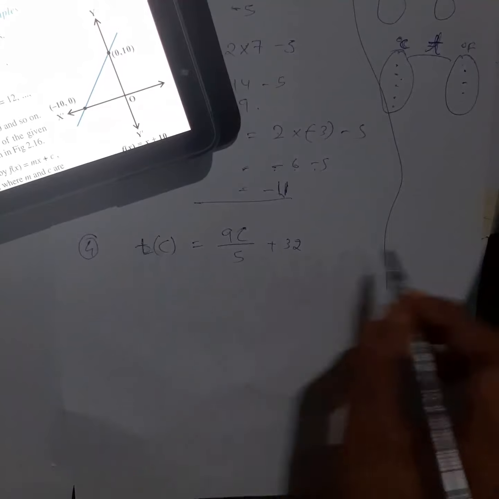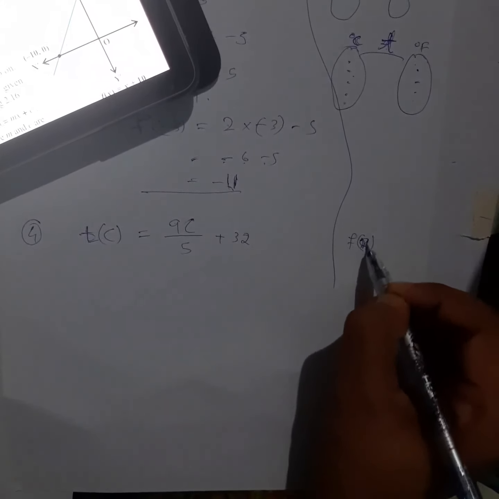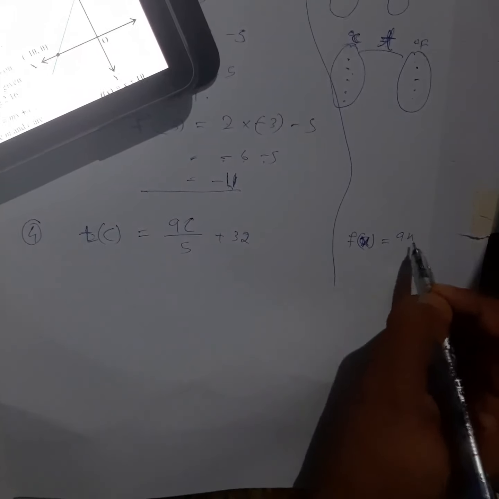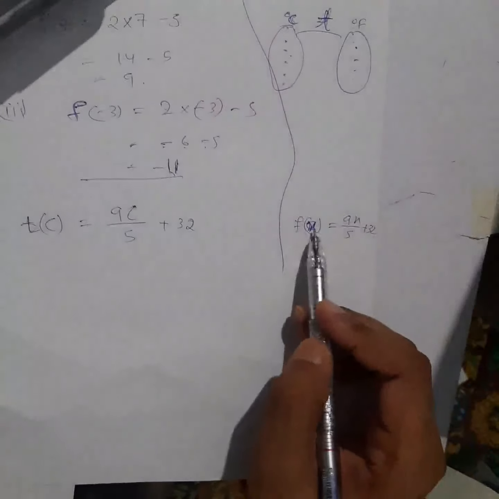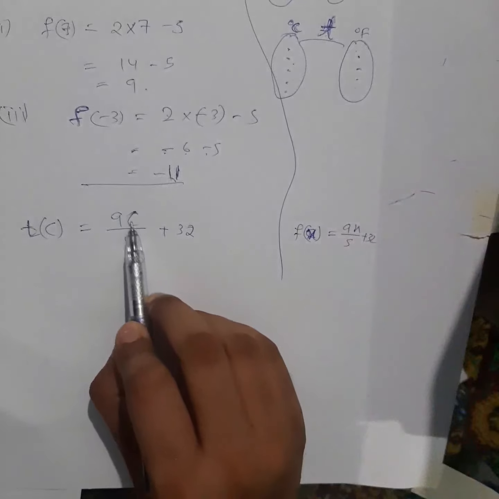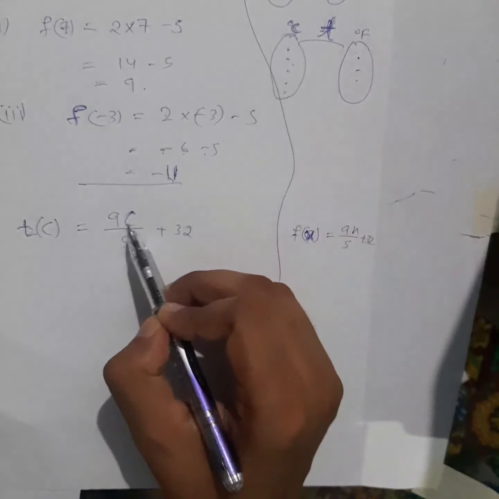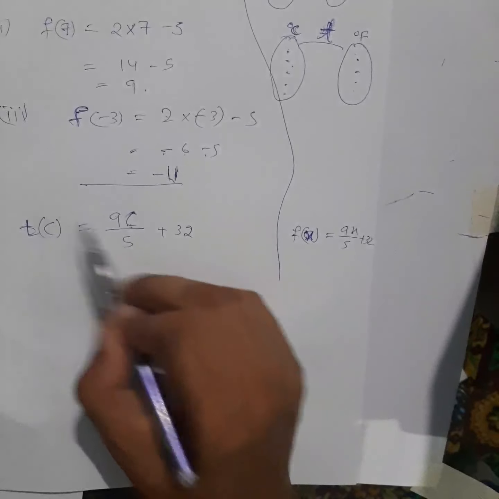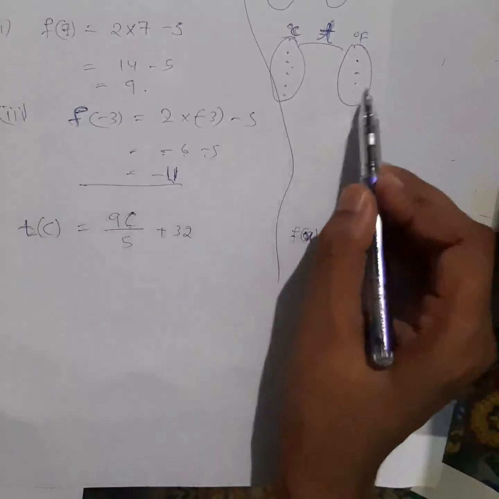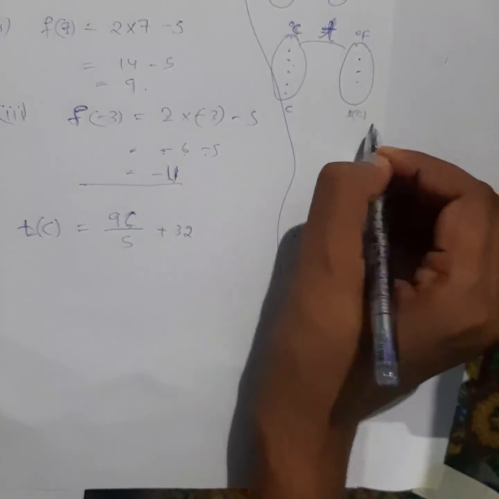So it's like this function only. In place of t, if I replace with f, in place of c, if I replace with x, it will be something like this: 9x by 5 plus 32. You can see before we have done like this, in place of t, f function, right? So in place of c we are putting x, means this is from the first set, this value. And whatever comes out will be from the second set, t of c.